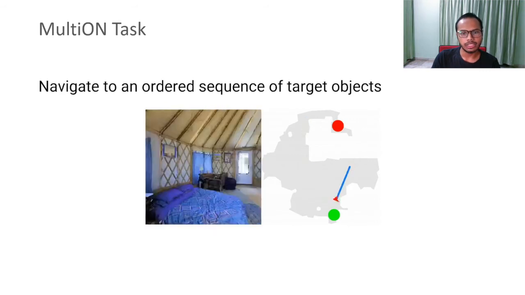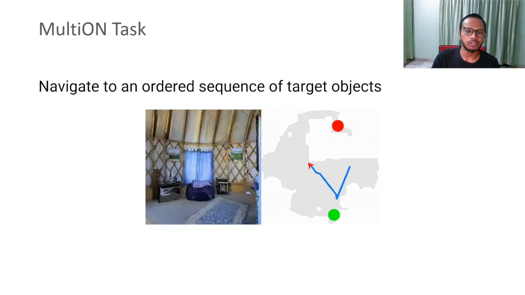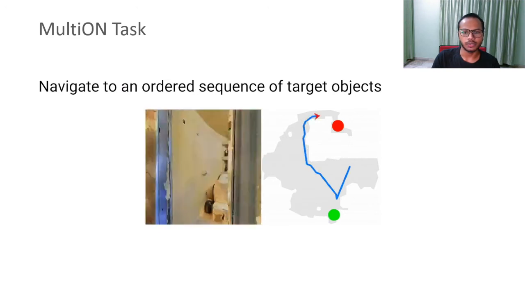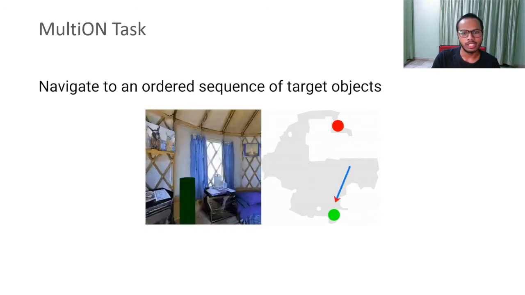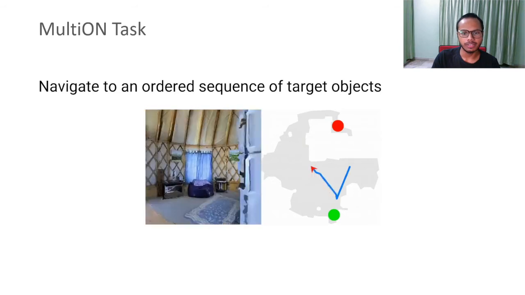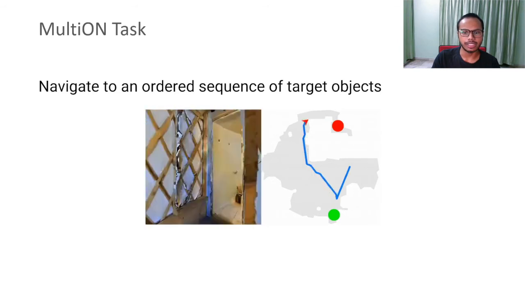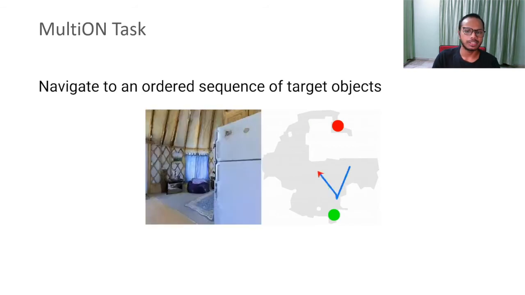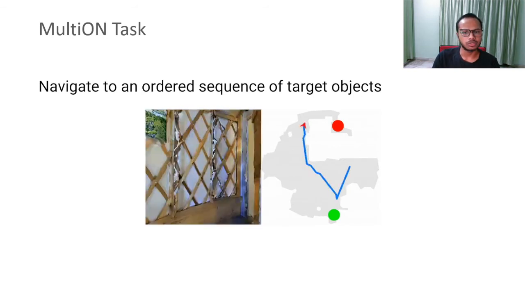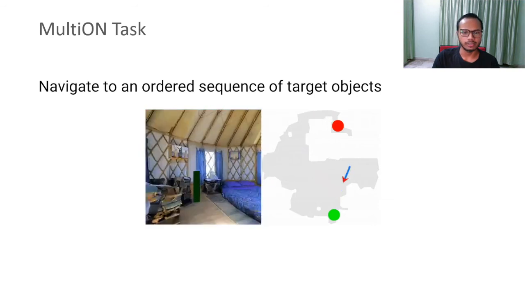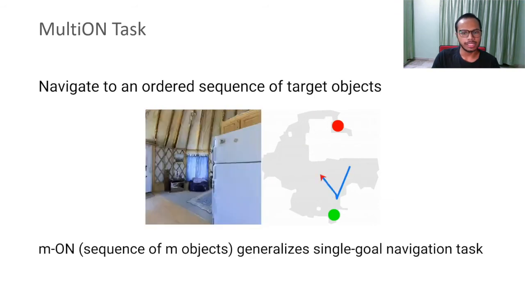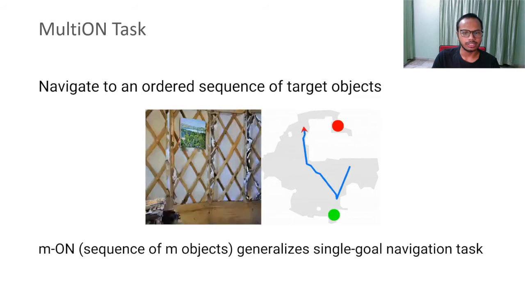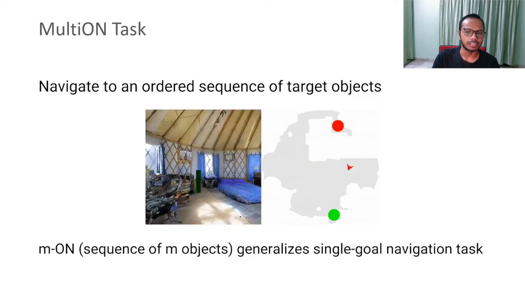In Multi-on, the agent navigates to an ordered sequence of objects inserted inside a photorealistic 3D environment. The objects are sampled randomly from a set of 8 cylinders with identical shapes but different colors. In the episode shown here, the agent is tasked to first go to the green goal and then to the red goal. Multi-on is a natural extension and generalization of the single goal object navigation task.